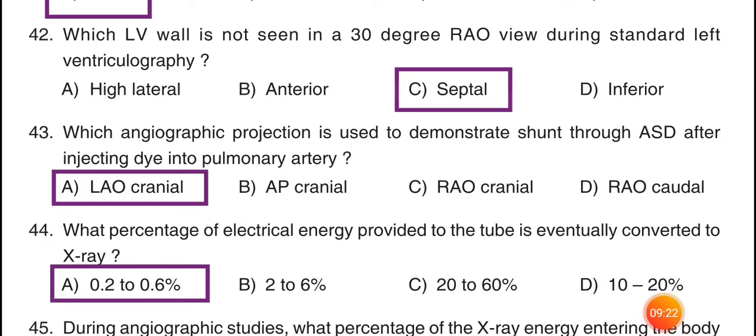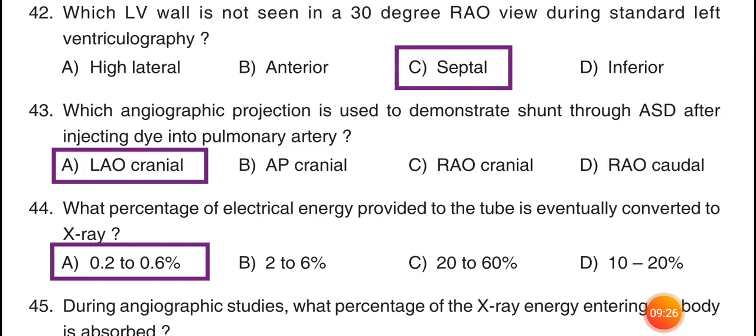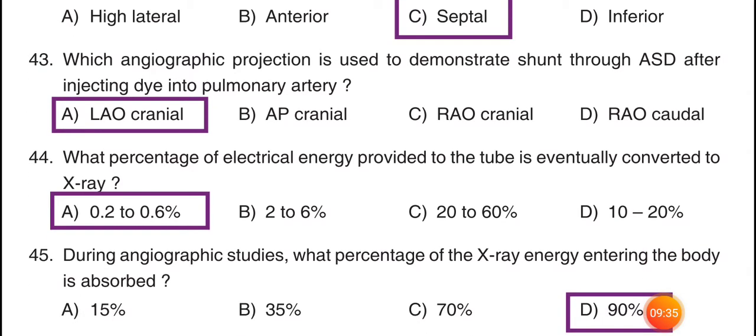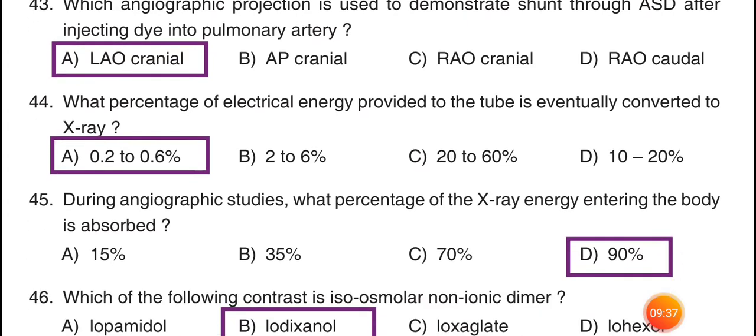Option C, septal. 43. Which angiographic projection is used to demonstrate shunt through ASD after injecting dye into pulmonary artery? Answer option A, LAO cranial.